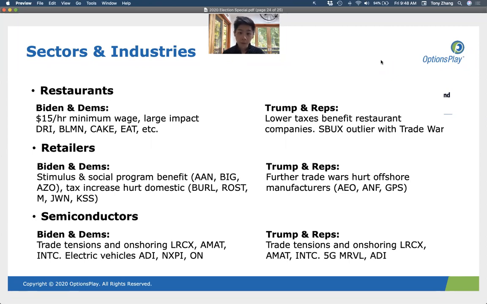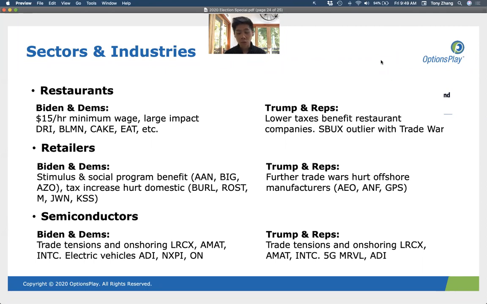Names like Darden Restaurants, Bloomin' Brands, Cheesecake Factory, these are the types of names that will have a huge net exposure to their margins as a result of higher minimum wages. Like I said, plenty of states are currently already at 15. For those states, not a huge impact, but there are still plenty of states in the $7, $8, $10 range in terms of minimum wage. An increase to 15 is a very large percentage. That's going to put a fairly substantial dent in the margins of these types of companies.